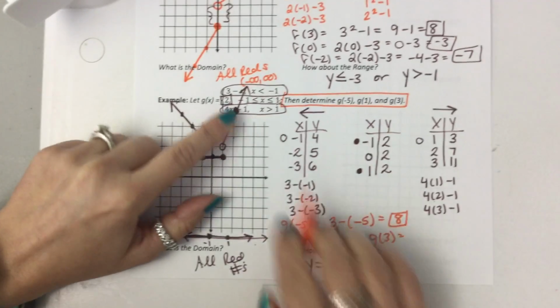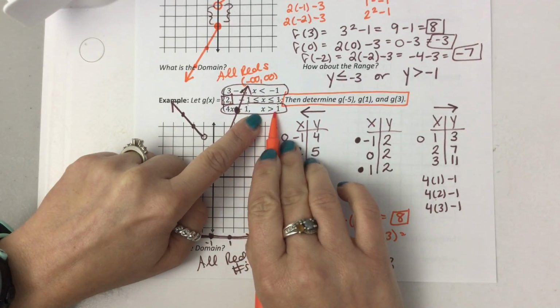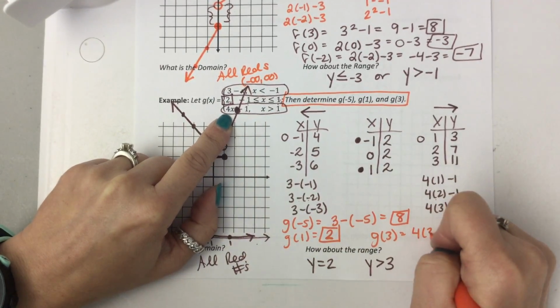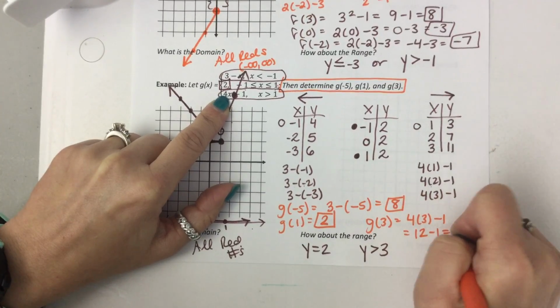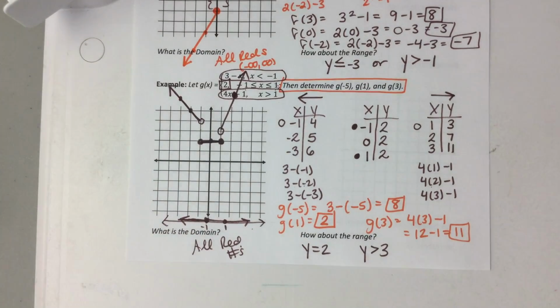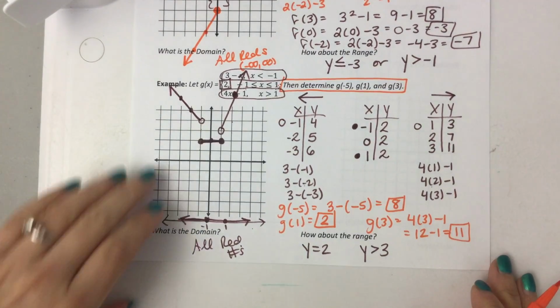G of 3. 3 is larger than 1, so it goes into this piece. 4 times 3 minus 1. 4 times 3 is 12. 12 minus 1 is 11. So there's a second example. I have 2 more for you just to make sure that we've got this.